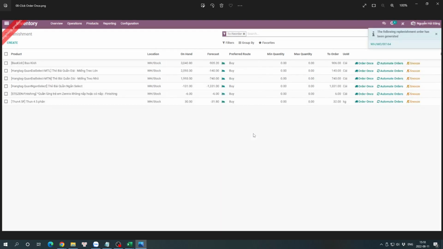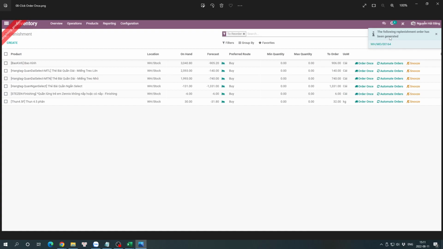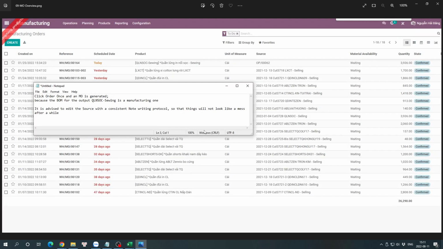All right, so next, it basically means that if you click on this order once button, this thing on the top right corner would show up, and it shows, all right, the following replenishment order has been generated. MO, so it's a manufacturing order. What I just said is noted here. Anyway, we just triggered this manufacturing order to produce something that's ready for sewing.